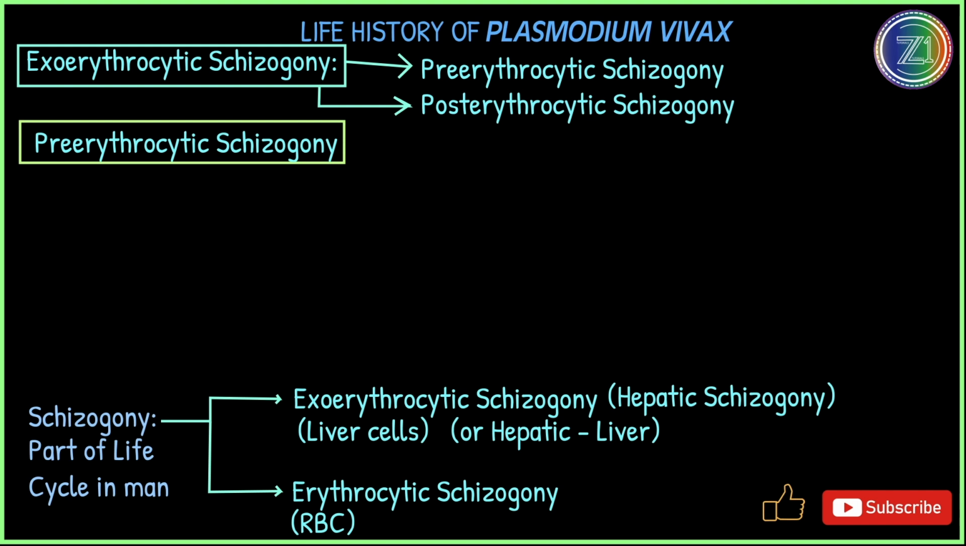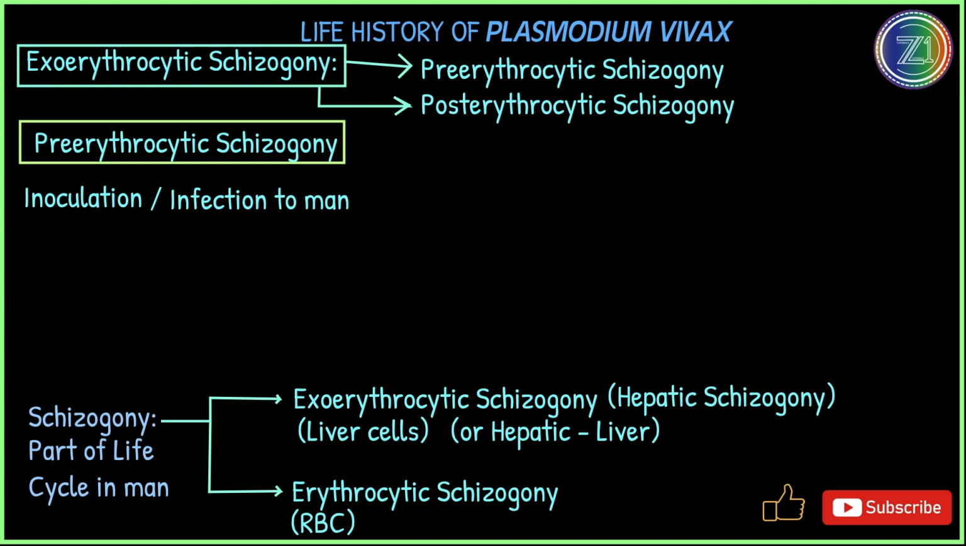Under the preerythrocytic schizogony, it starts with inoculation. What do you understand by the term inoculation? It is infection to man. So how basically does this infection to man take place? How do the parasites enter into the human blood?